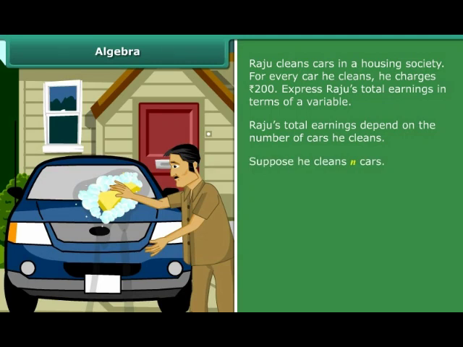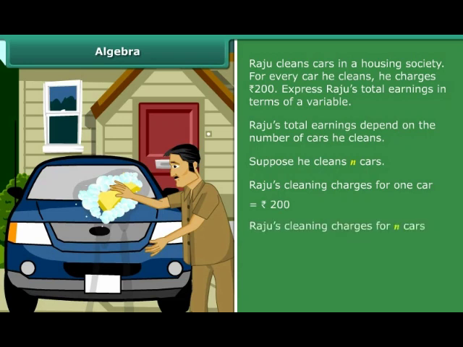Suppose he cleans n cars. Raju's cleaning charges for one car is 200 rupees. Raju's cleaning charges for n cars is equal to 200 into n. Therefore, Raju's total earnings are 200 n rupees.